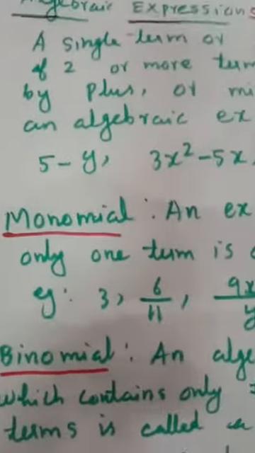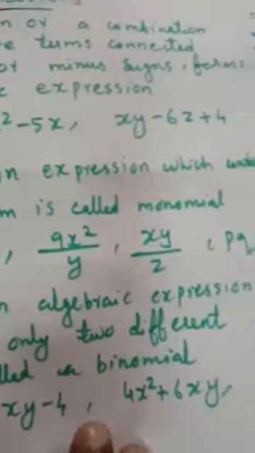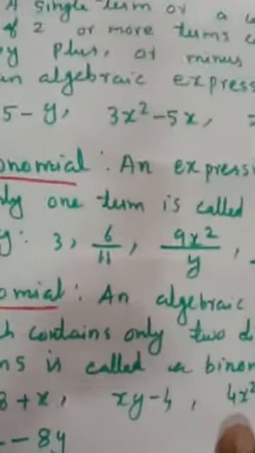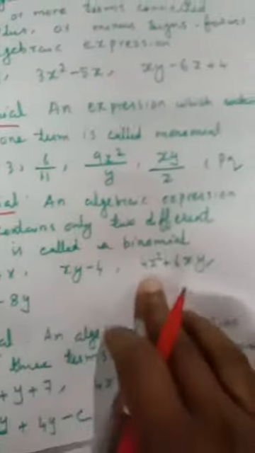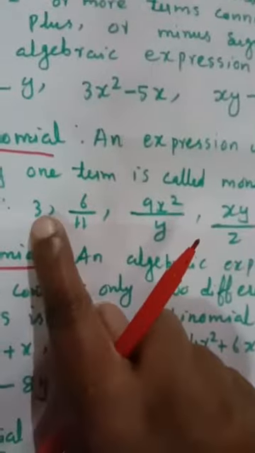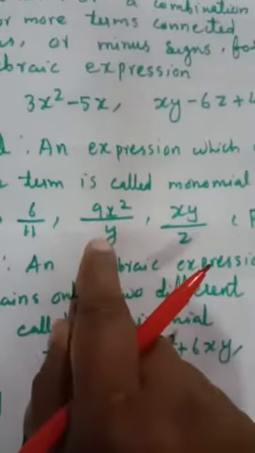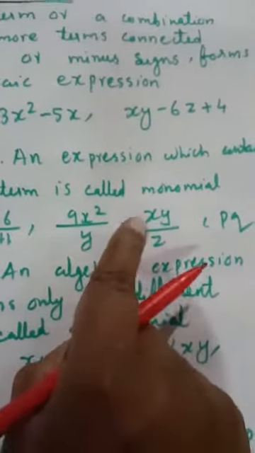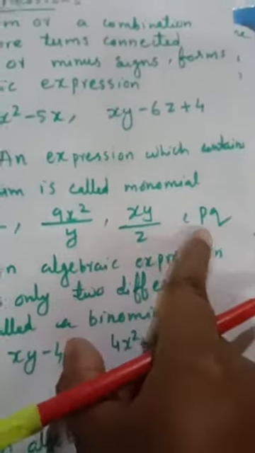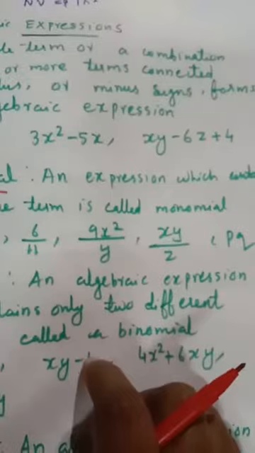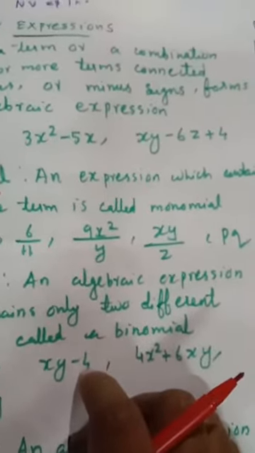So, what do you mean by monomial? Monomial means an expression which contains only one term. In a monomial there is only one term. That is 6 by 11, only one term. 3, only one term. 9x square by y, this is only one term. xy by z is a monomial. pq. These are examples of monomial. Monomial means there is only one term.